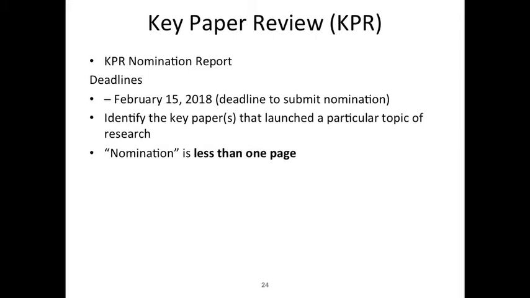Now let's talk briefly about the key paper review, which I was mentioning. So I'm giving you 2 weeks now to think about a topic, what topic you want to choose as a key paper review. Make sure that you don't get late with this deadline to submit your nomination. When I say nomination, basically you have to find a key paper, any topic. It can be any topic, it's very general.